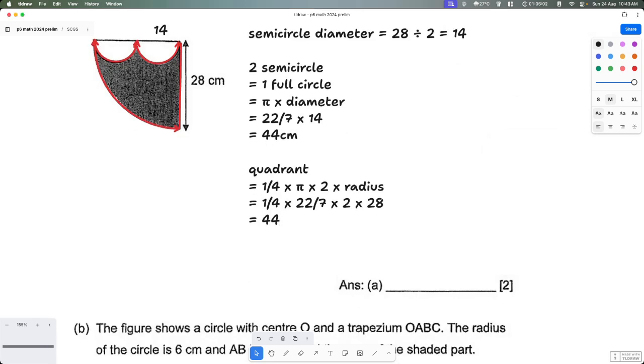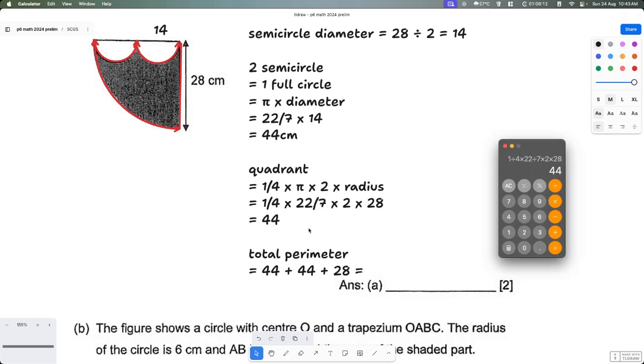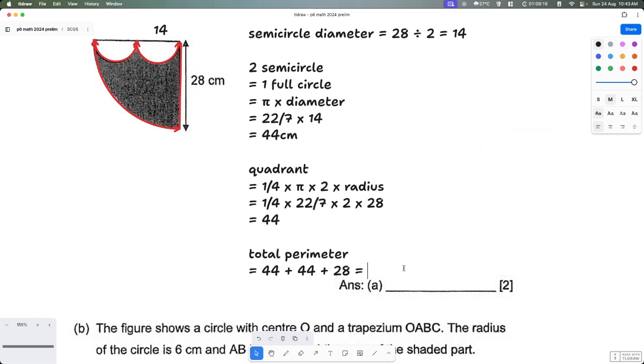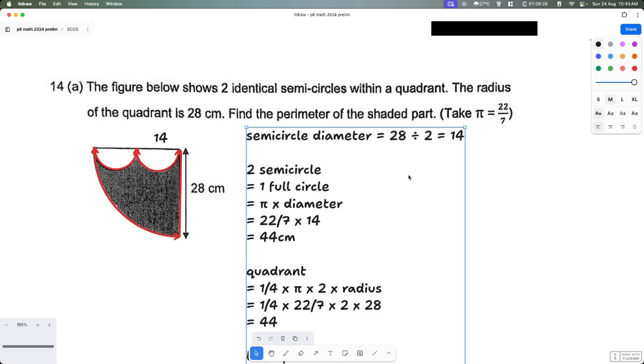Okay, so total perimeter is equal to 44 plus 44 plus 28, and this will give us 88 plus 28, which is 116. Okay, 116 centimeters. There you go. So that's the answer, 116 centimeters. Okay, let's move on to part B, right below here.